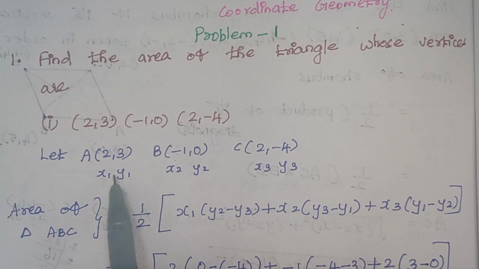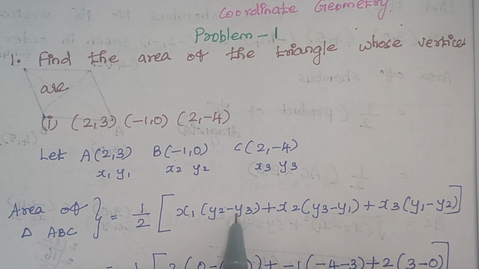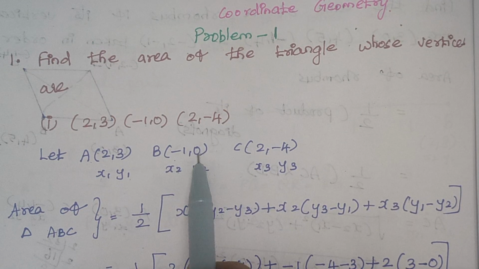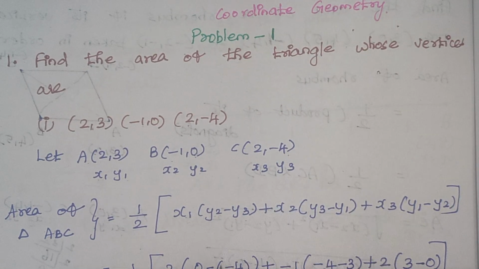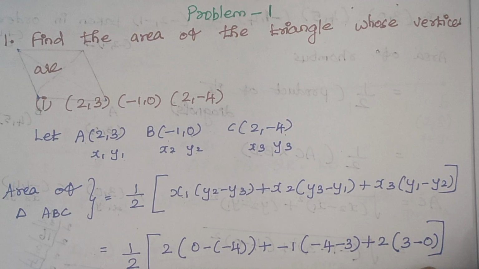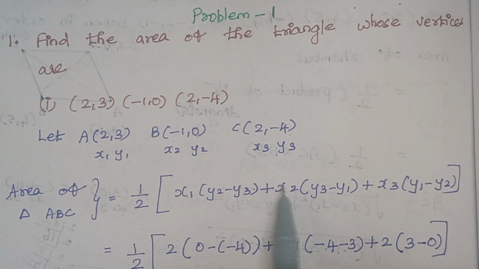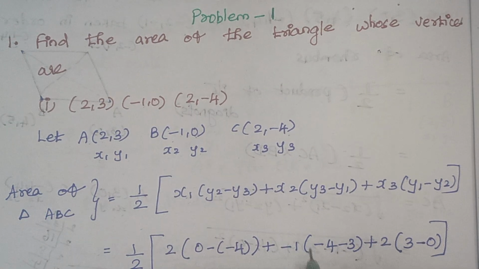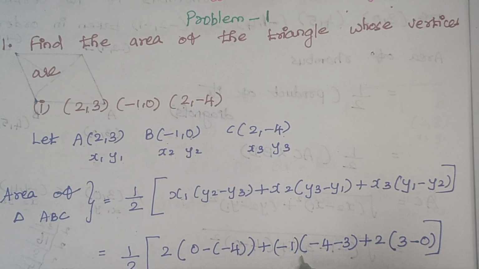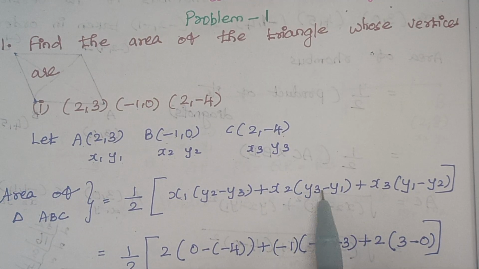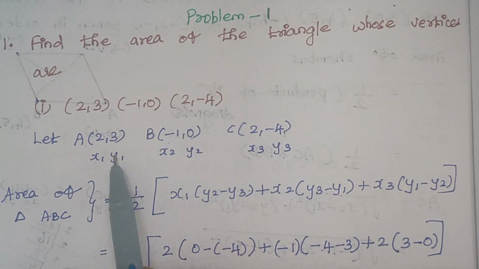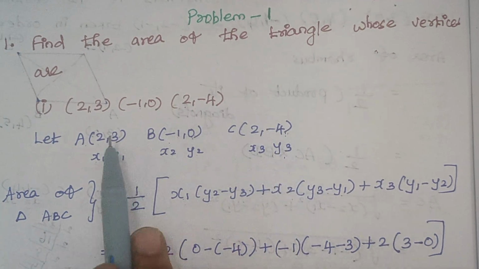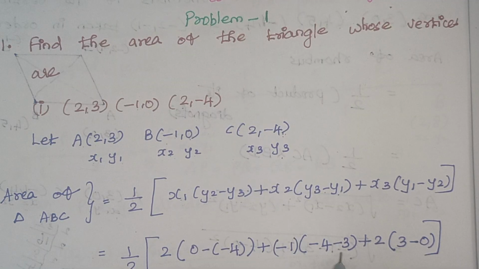So x1 is 2 into y2 minus y3. So this is our y2, 0 minus 4, right? So minus of minus 4 here. And the next one is x2. So x2 is minus 1, right? So here x2 is minus 1 into y3 minus y1. y3 is minus 4 and y1 is 3. So minus 4 minus 3. This is what is written here.